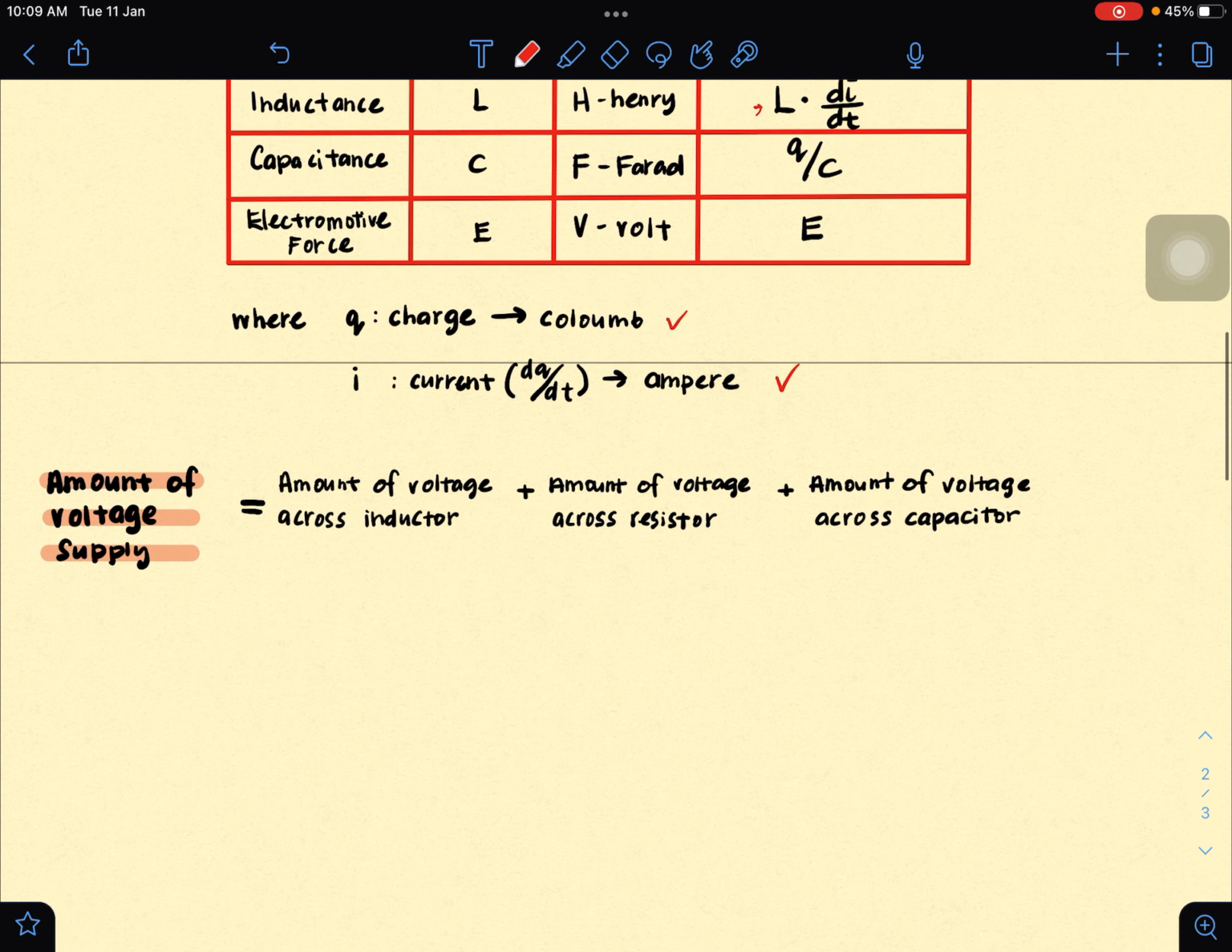Okay, so now the concept of an electric circuit is the same as before, where the amount of voltage supply, which is E(t), is equal to the amount of voltage across the inductor, let's say E_L, plus the amount of voltage across the resistor, let's say E_R, and the amount of voltage across the capacitor E_C. This is the beginning of how we can form our higher order differential equation.